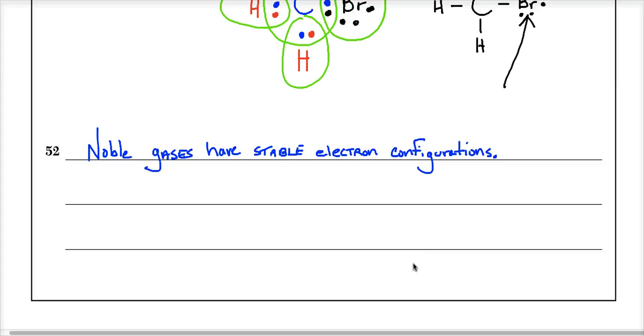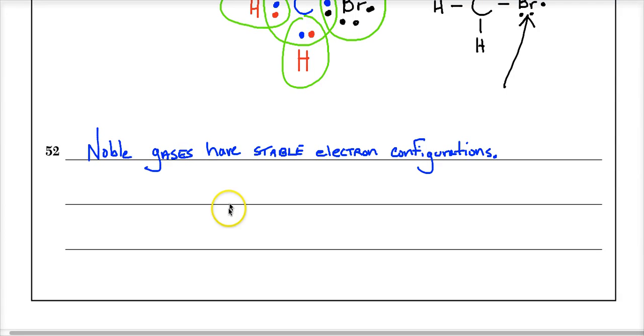So I wrote, noble gases have stable electron configurations. There are many ways you could say this. You could say these group 18 elements are not very reactive because of stable electron configurations, because they have the maximum amount of electrons in their valence shell. You could say that their valence shells are completely filled. Oh, that's a stretch for some of them, but you could say that. And you can also say they have a stable octet, but careful with that one.